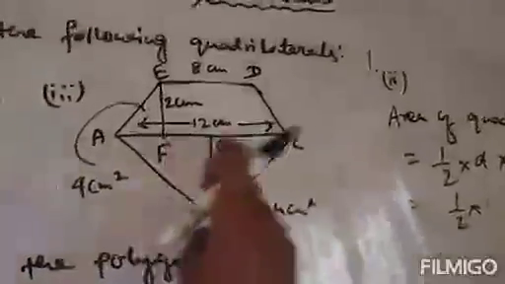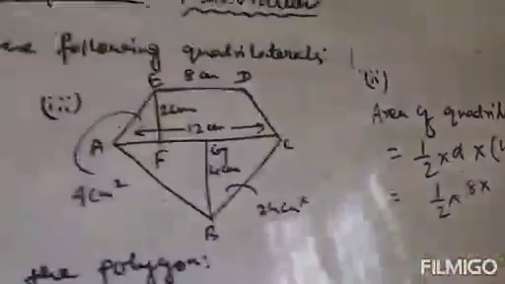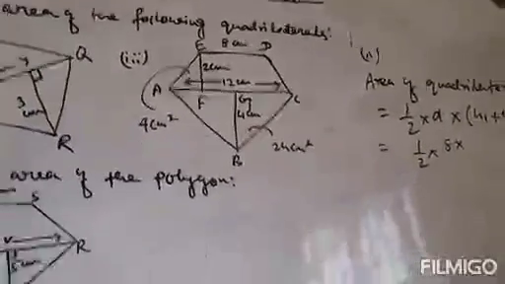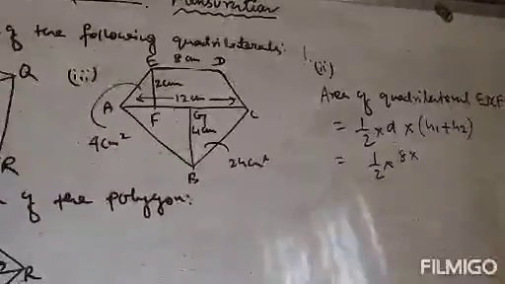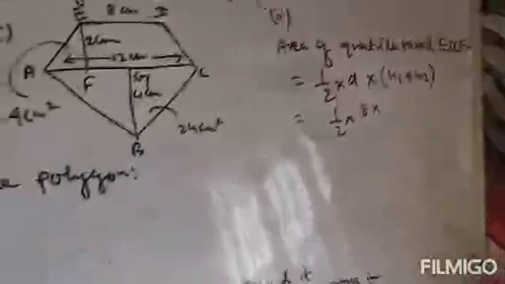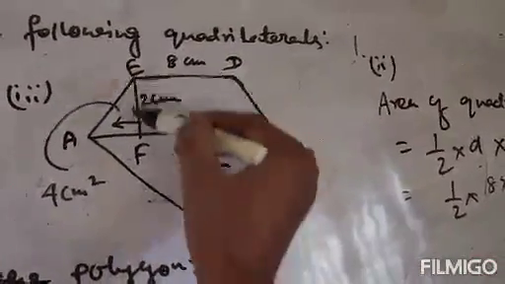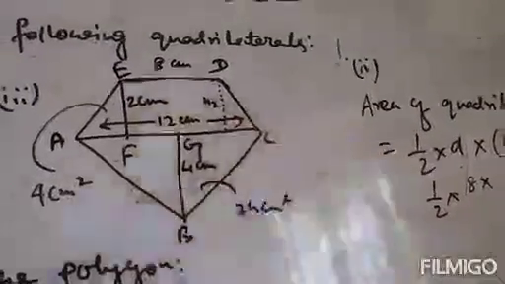Clear? So it is 8 centimeter. The diagonal is 8 centimeter because ED is 8 centimeter and CF is also 8 centimeter, and either ED or CF will be the diagonal of this quadrilateral. Now H1 plus H2 means the sum of the heights. See, the height is given as EF, that is 2 centimeter. If this is H1, then H2 will also be 2 centimeter.